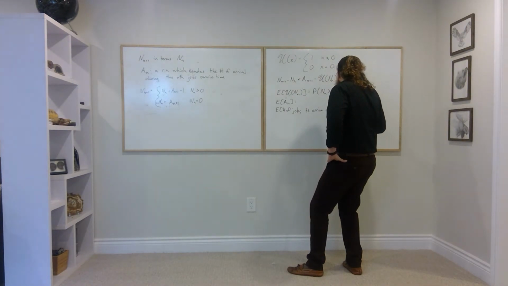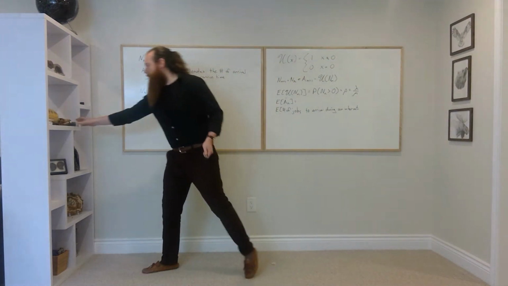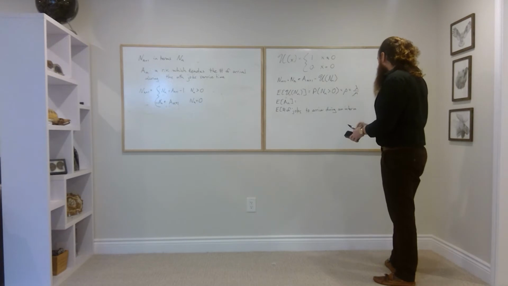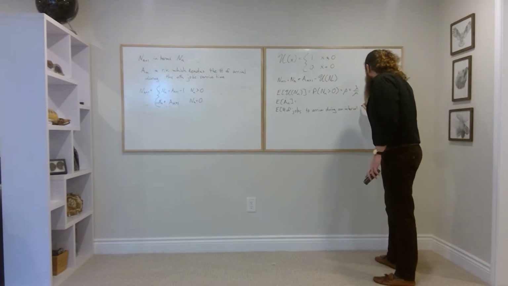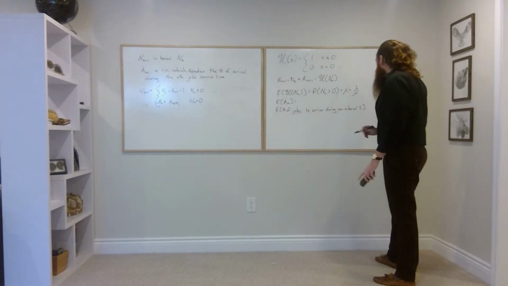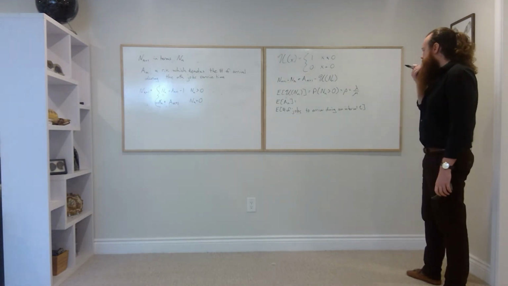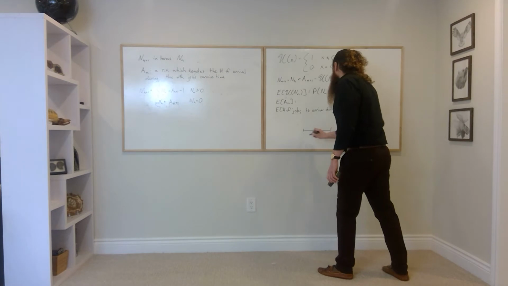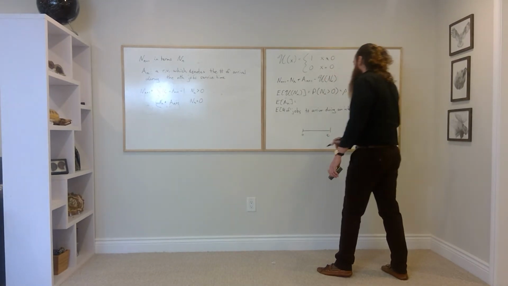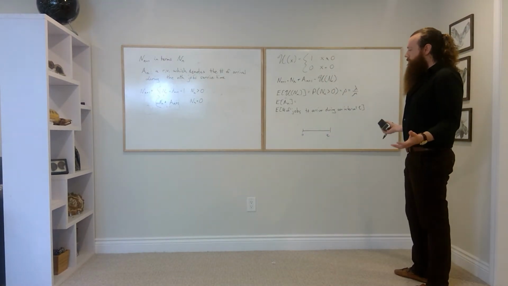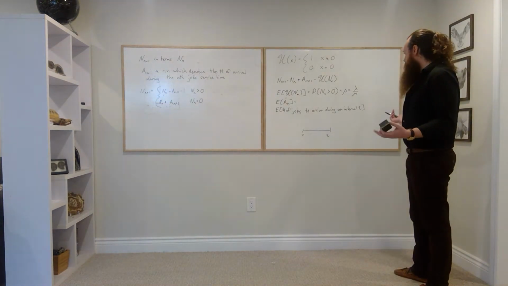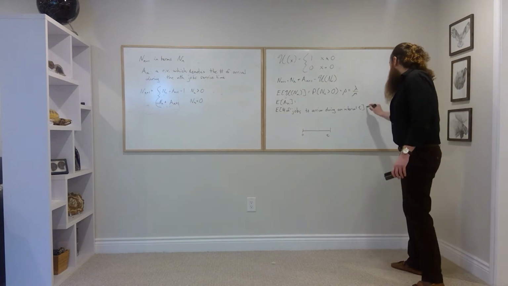During an interval, I guess I should leave a little bit more space there. Interval t. So if I have some interval t, and jobs arrive following the Poisson process with rate lambda, how many jobs am I expecting to see?